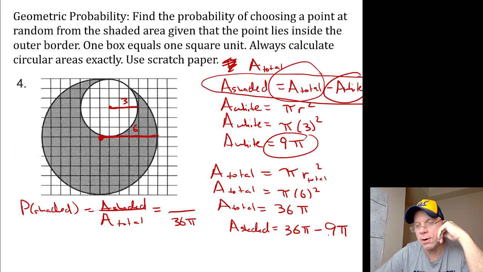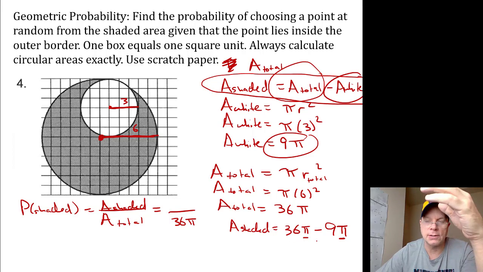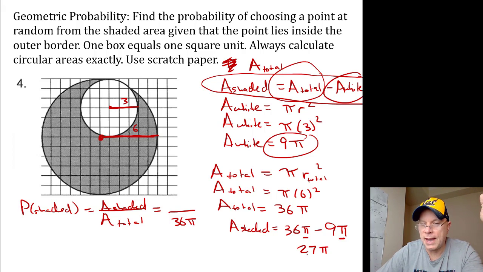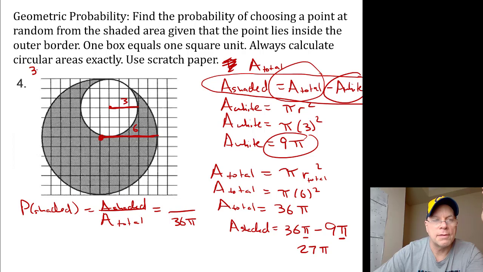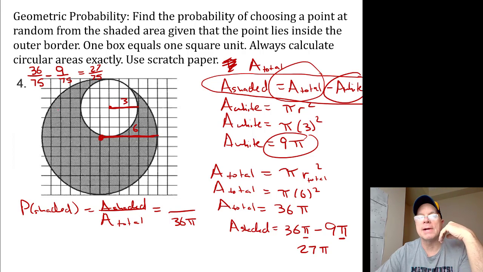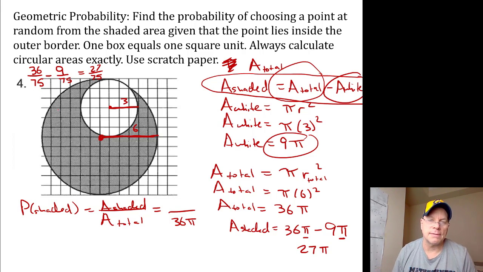In these two terms, I'm counting pi in both terms. It's like saying, what's $36 minus $9? $27. What's 36 pi minus 9 pi? 27 pi. You're counting a thing. It's like, let's do a fraction problem. 36 75ths minus 9 75ths is 27 75ths. This is why we need a common denominator, so we have like terms. If you're counting the same thing, then you can combine them. So 27 pi becomes our shaded area and our numerator here.